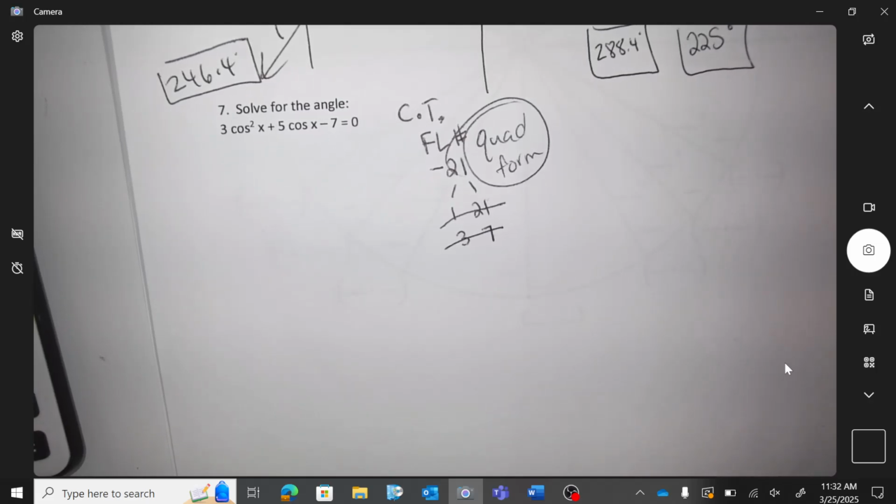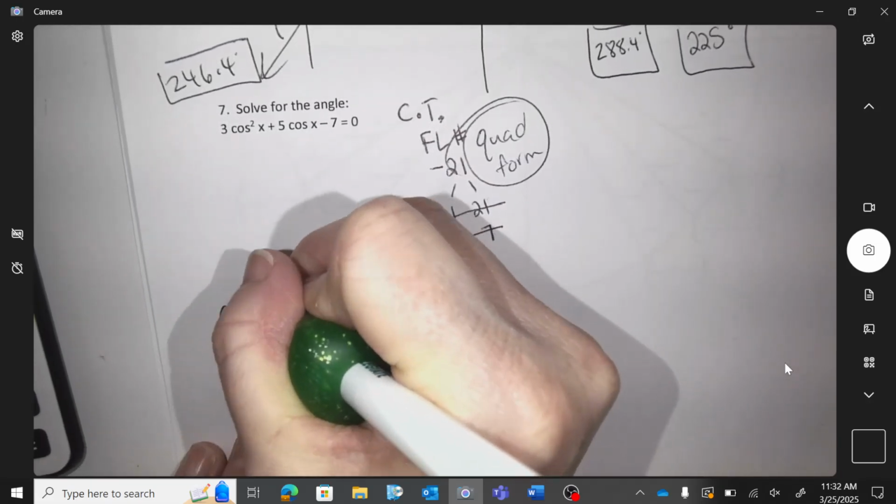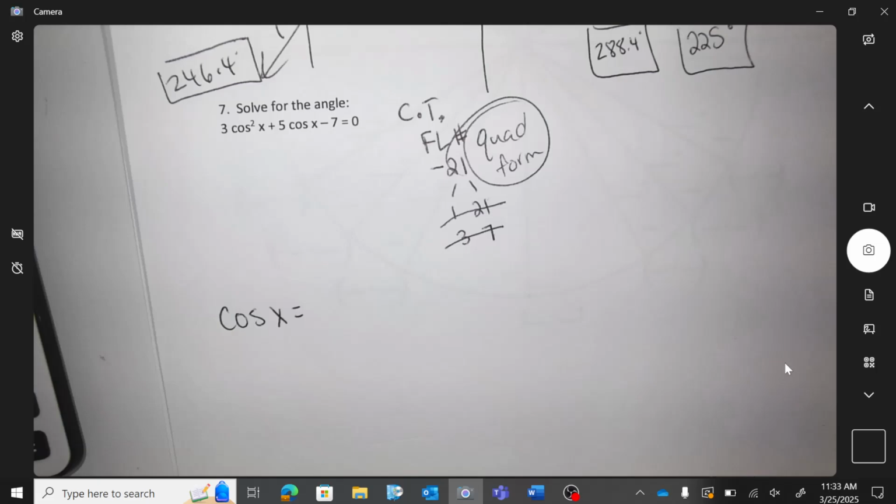Okay, so that's my strategy. Instead of the formula saying x equals, you have to write cos x equals, because that's what we're doing. We're figuring out the trig value for cos x. So there's a very common mistake I have to deduct points for, because that's incorrect if you do x equals. X is the angle. We're trying to find cos x, the trig value.